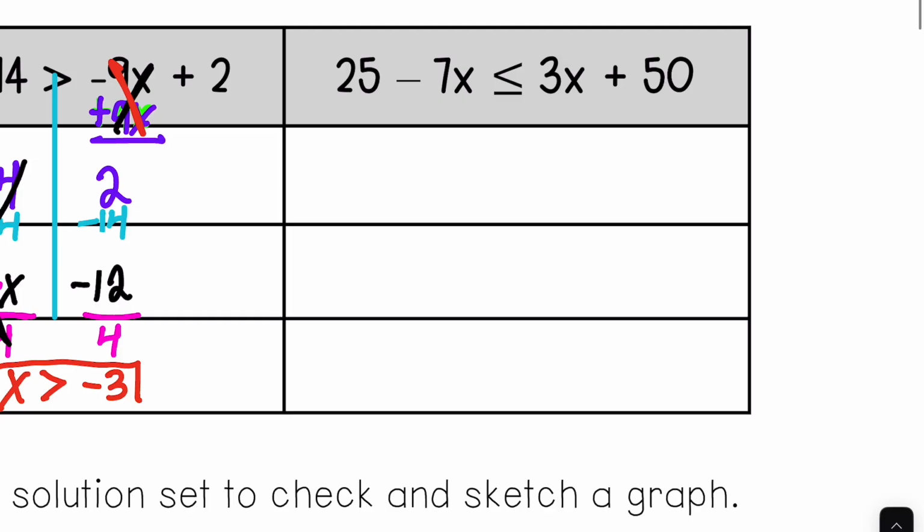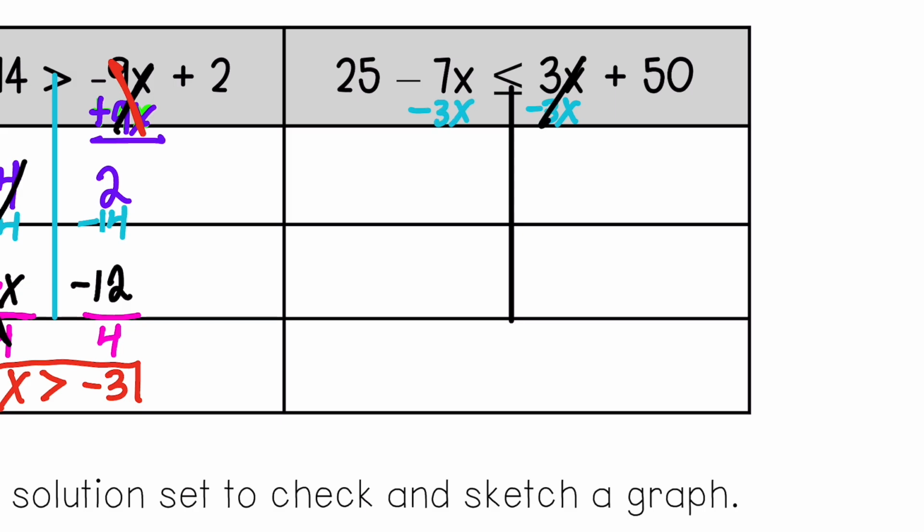Again, same exact steps here. I'm going to go ahead and draw a line down my sign. For me, personally, I like moving my x's to the left side. It makes my life a little bit easier. So let's move this positive 3 to the other side by subtracting 3x, not just 3. So I'm subtracting 3x on both sides.